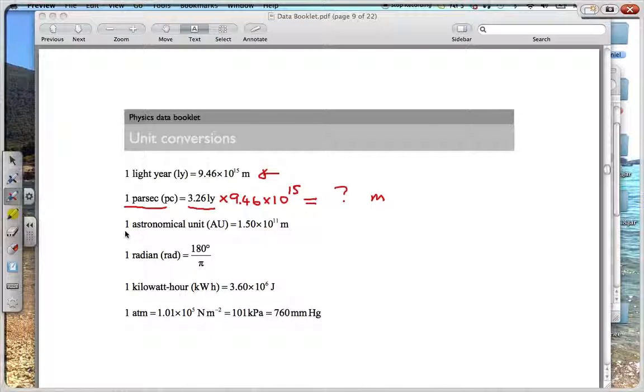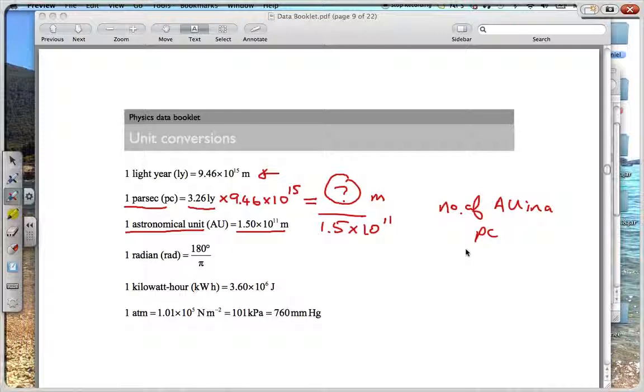An astronomical unit, that is the distance from the Earth to the Sun, is that many meters, 1.5 times 10 to the 11. So if we divide this value over here by 1.5 times 10 to the 11, we obviously get the number of astronomical units in a parsec. Okay, and then 1 radian is equal to 180 divided by pi. We obviously use that with the parallax method because there it's measured in arc seconds.